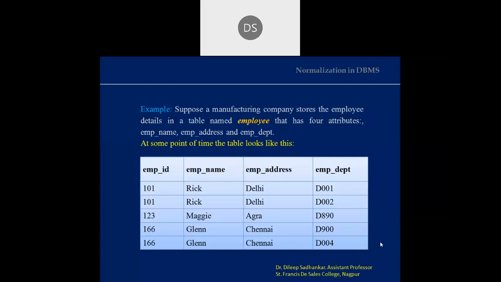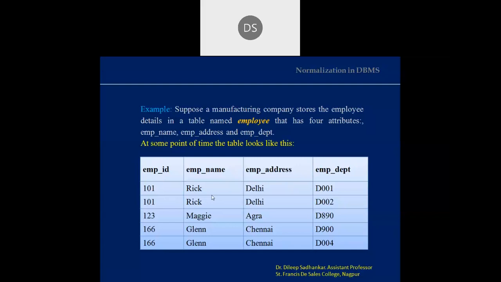Now the very first one is here. Suppose a manufacturing company, and you can see a table here. So the company is there, employee details are there: EMP ID, EMP name, EMP address, EMP department. These are all called attributes of an employee. So there are 4 attributes. And suppose the data is stored like this.